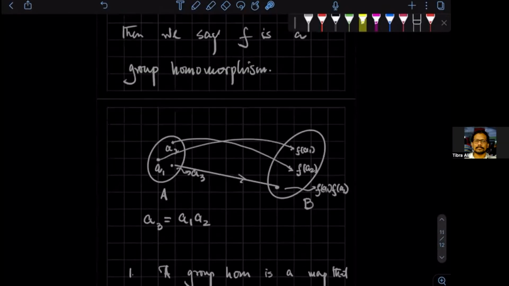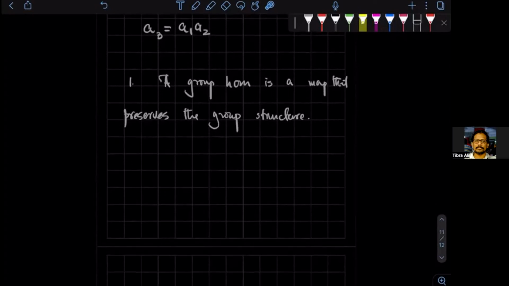Okay, so the important comment is that a group homomorphism is a map that preserves the group structure. When we say group structure, I mean the group multiplication. The group structure is often used to mean that the group multiplication table is preserved. That's what I mean by group structure, okay?